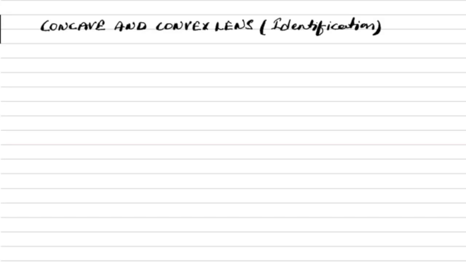In this video, we are going to understand what concave lenses are, what convex lenses are, and how to work with them. What are the important formulas? First of all, we will identify how to figure out whether it is a concave lens or a convex lens. It is a simple thing, but sometimes it gets confusing.